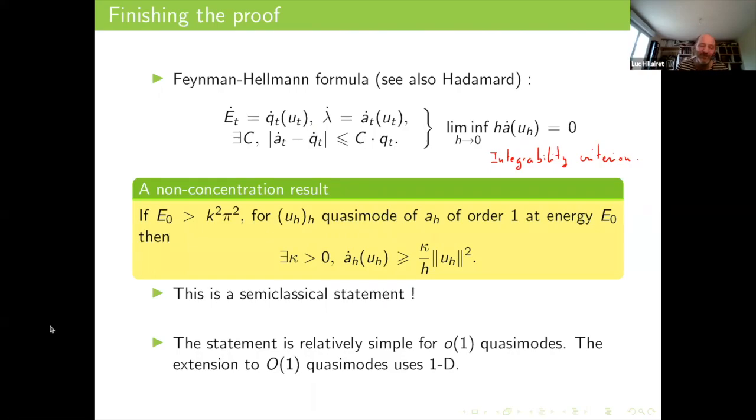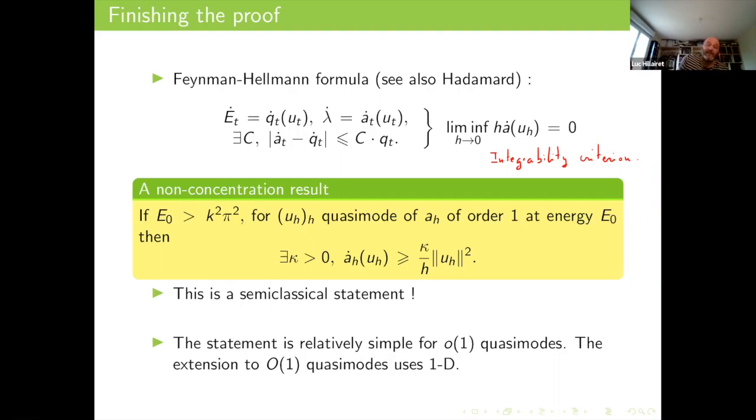Now you want to see these possible limits pop up. I told you that this comes from a semiclassical concentration, and so we will use the Feynman-Hellmann formula. That gives us that the derivative of the eigenbranch is q dot at u t. If you look at the eigenbranches of A, you will have A dot at u t, and the difference is bounded by q t.